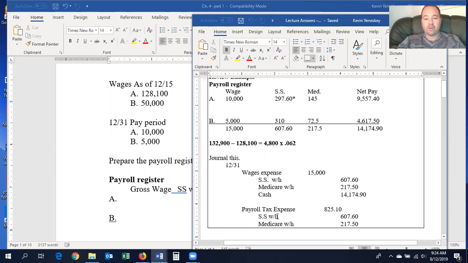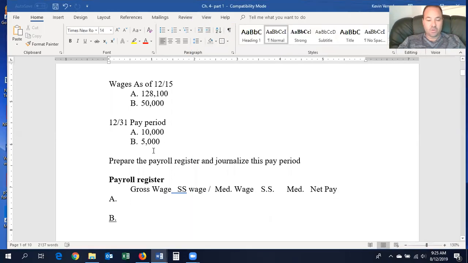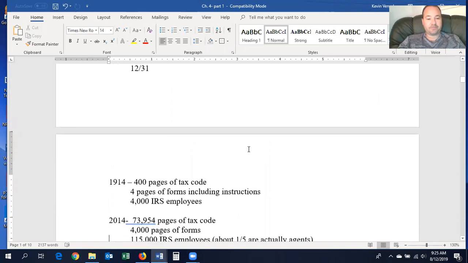And then the employer also has to pay the Social Security and Medicare in addition to what the employee had to pay. So that's an extra $825 expense to them. All right, let's get into our new stuff.